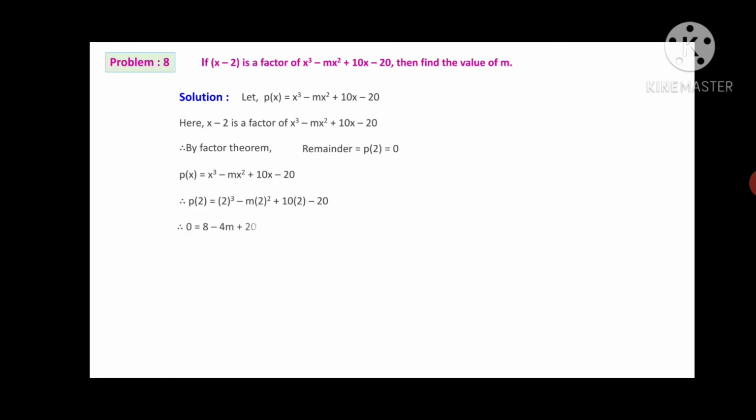After simplification, we know that p of 2 is equal to 0. Therefore, 0 is equal to 2 cube, which is 8, minus 4m plus 20 minus 20. Therefore, 0 is equal to 8 minus 4m. Therefore, 4m is equal to 8. Therefore, m is equal to 8 upon 4. Therefore, we are getting m is equal to 2.